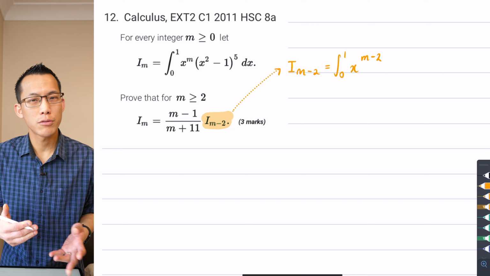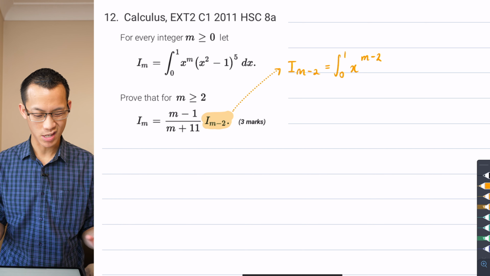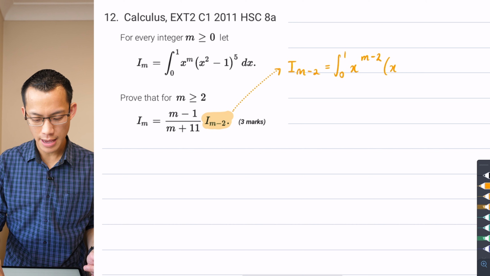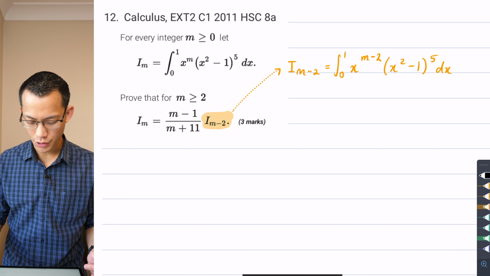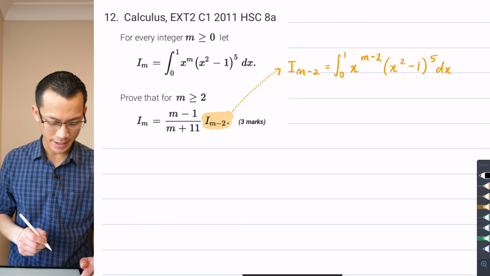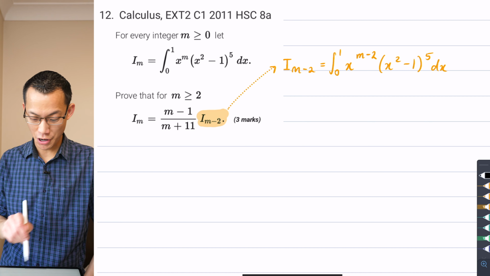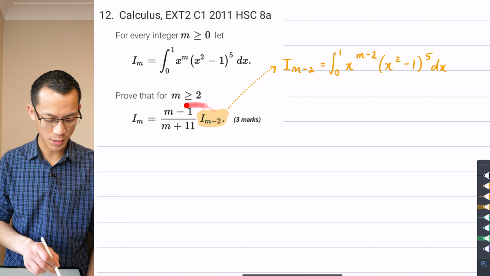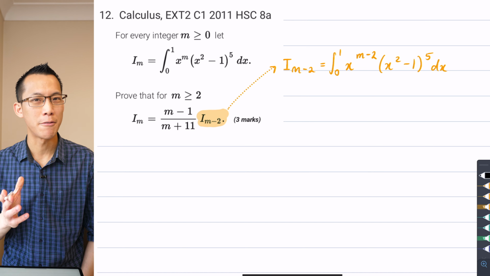And then when I have a look at the rest of the integrand, it's independent of m. So I'm not going to ignore it, but I'm not going to make any changes to it. It's going to be (x squared minus 1) to the power of 5 dx. So I'm going to file that away for later. I'm hoping that I'm going to go through integration by parts. That whole expression there on the right hand side is going to appear somewhere, and then I can do some rearrangement and algebraic manipulation to get to the required result.